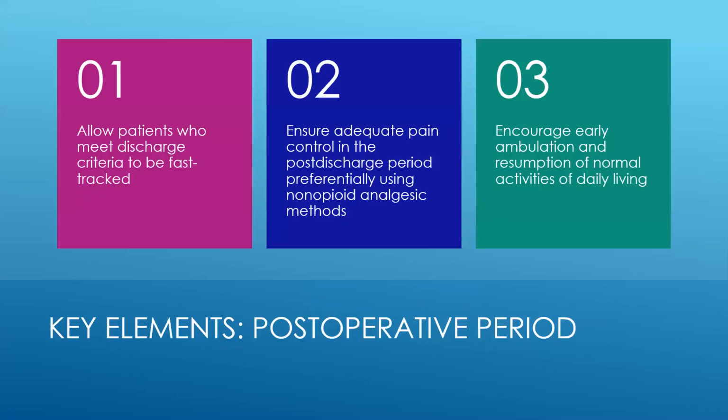The key elements of the post-operative period in the outpatient setting are, number one, allow patients who meet discharge criteria to be fast-tracked. We'll talk about fast-tracking. Number two, ensure adequate pain control, and number three, encourage early ambulation and resumption of normal activities of daily living. This is very similar to what we already know and do.